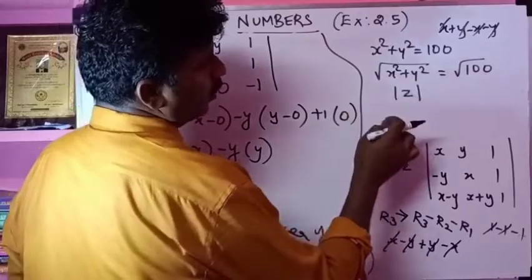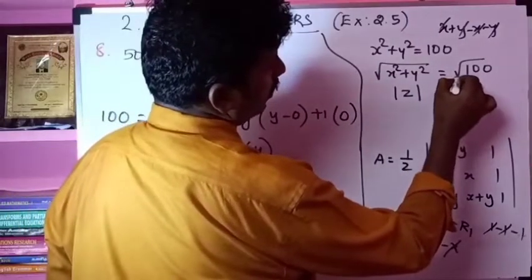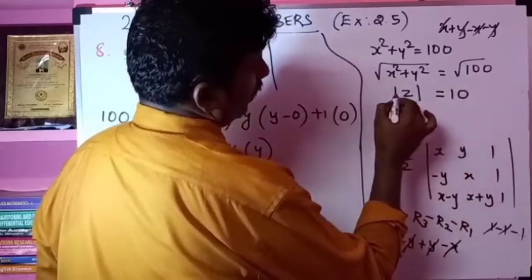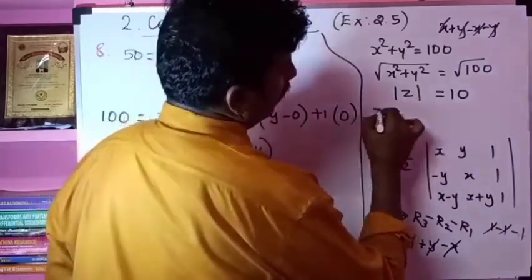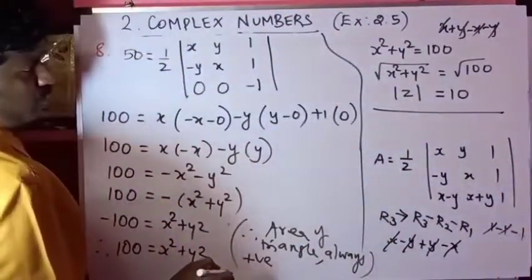Root of x square plus y square, which is equal to 100. Taking the root gives 10. So the modulus of z is equal to 10. This is the answer. புரியுதுங்களா?